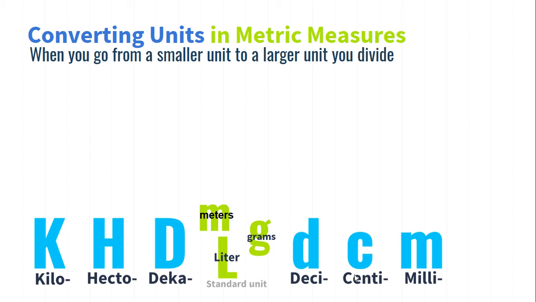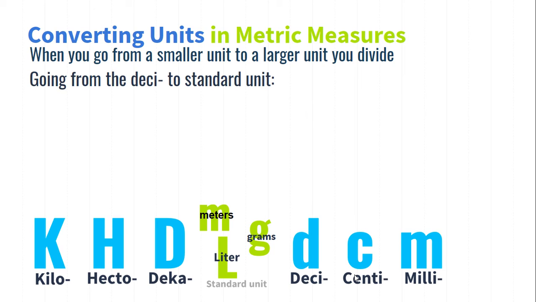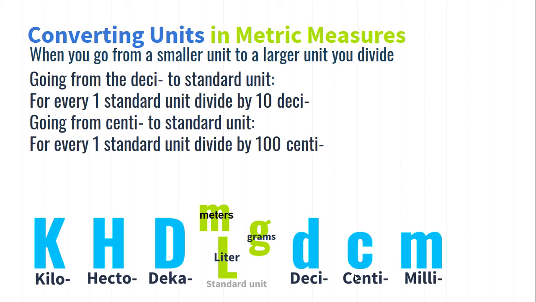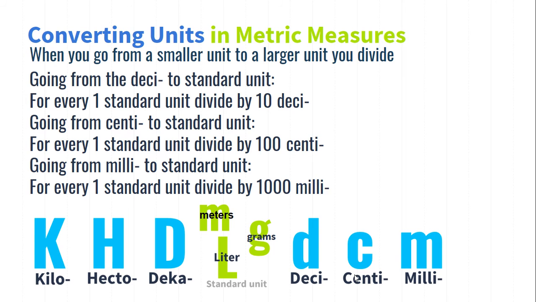When we're converting our units, when we're going from deci to the standard unit, we're going to divide by 10 because it takes 10 deci to make 1 standard unit. When we're going from centi to the standard unit, we're going to divide by 100 because it takes 100 centis to make 1 standard unit. And going from millis to the standard unit, we're going to divide by 1,000.